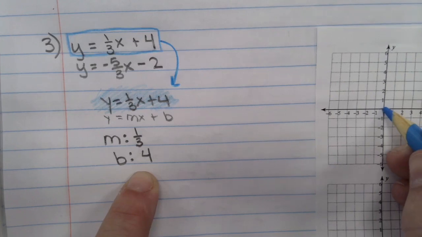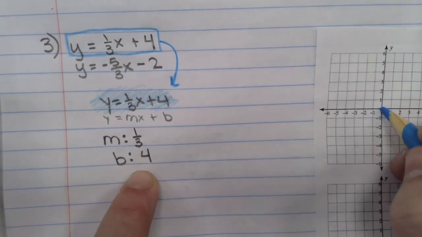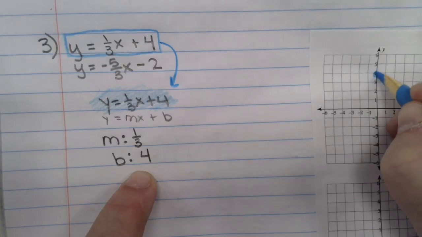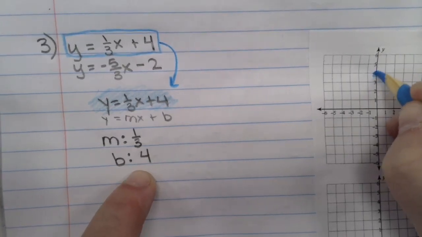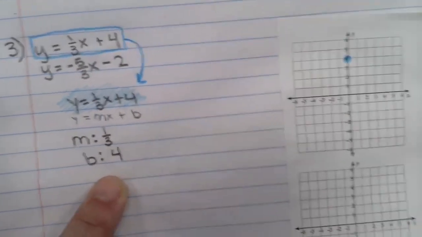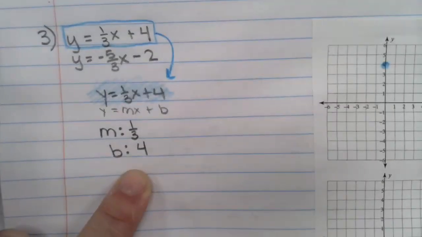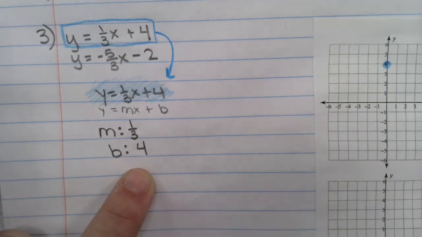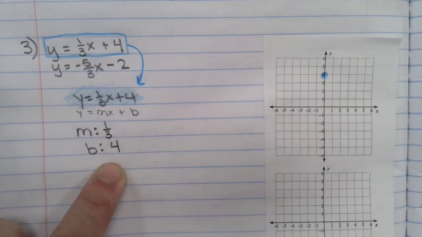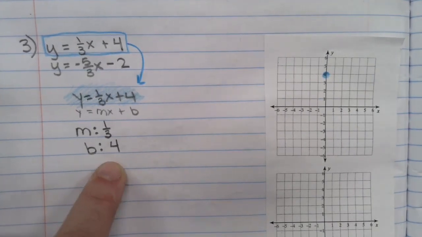So I'm going to go up, down, left, or right. Up 4. 1, 2, 3, 4. And we put a point there. Remember, m is our rise and run. If we don't have a point, we can't really do a rise and run. We have to move from somewhere. We have to have a starting point.